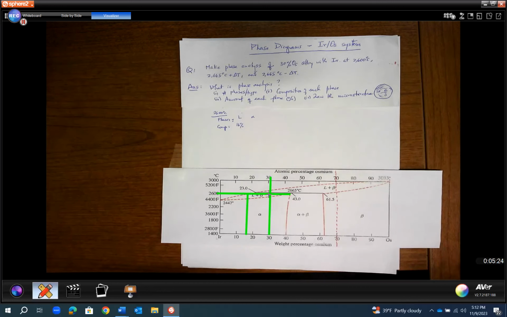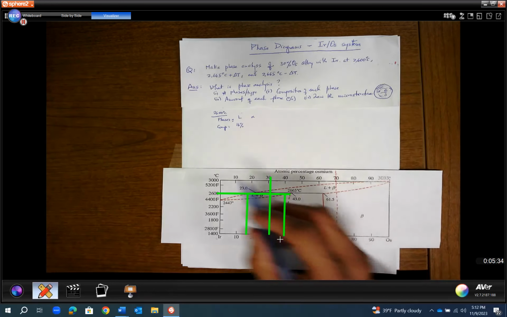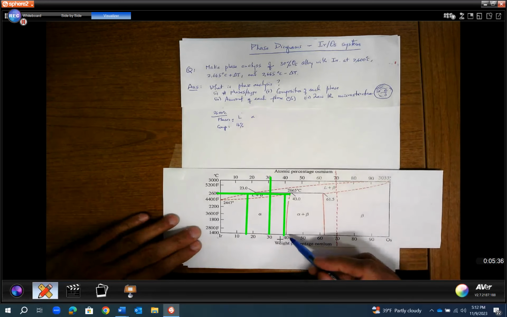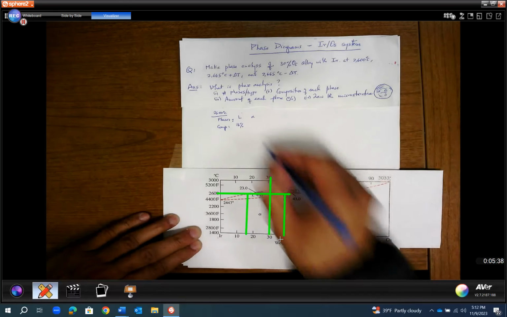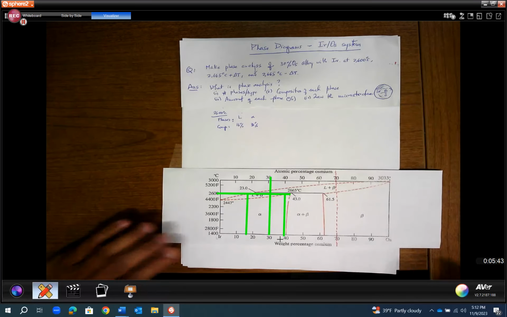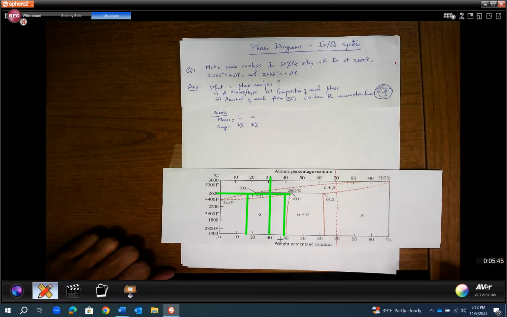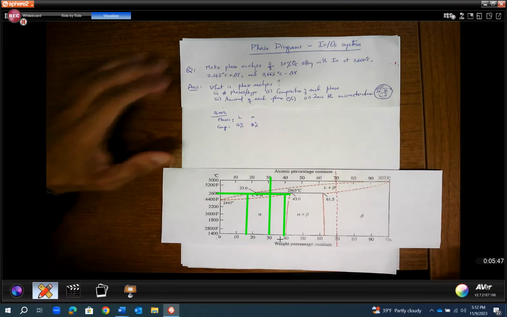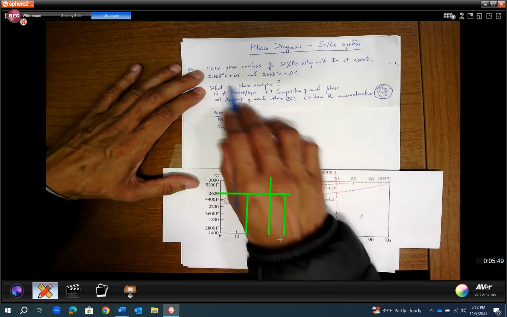What's the composition of the alpha phase? Again, you start walking all the way to that side where it crosses that line, and you drop down. In this region, about 38%. 38% what? 38% osmium. That's the composition. Great. Now, the third good question is what? Amount.